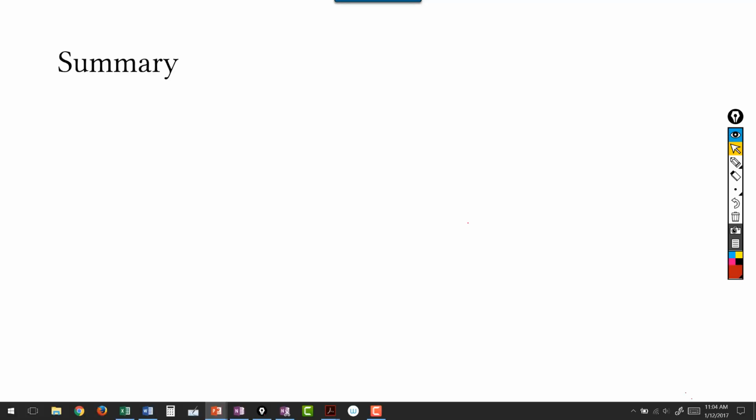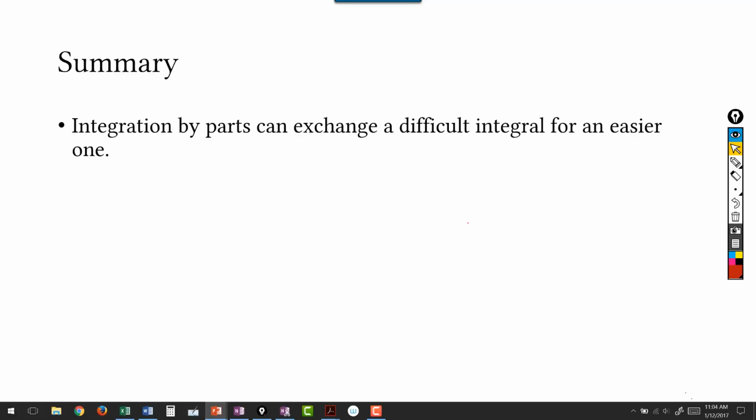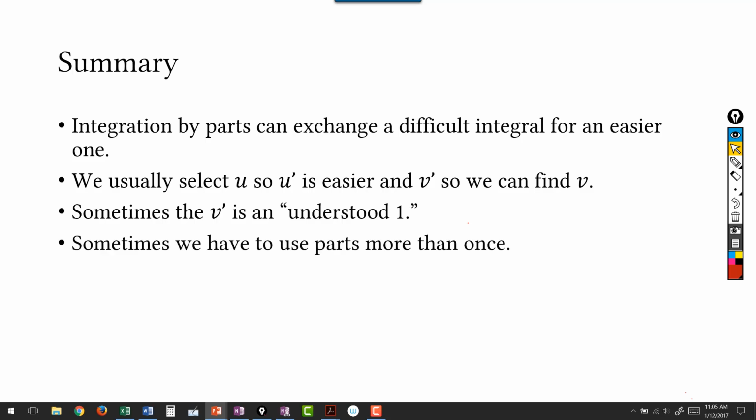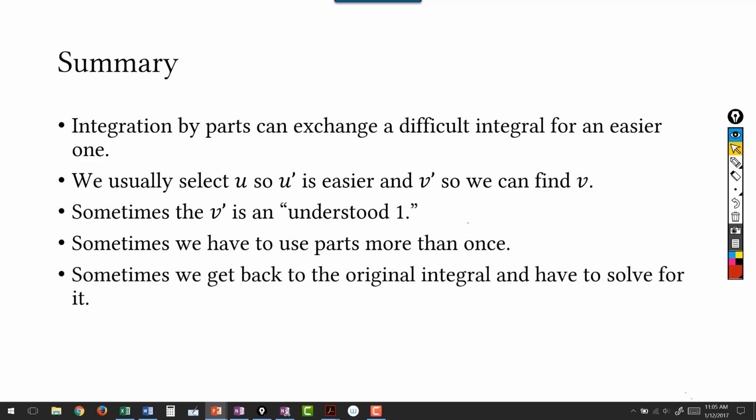So to summarize what we've done with integration by parts, the idea is that the formula can exchange a difficult integral for an easier one. The general guidelines for selecting u and v prime is that u should be taken so that u prime is simpler, and v prime has to be something we can integrate. Sometimes the v prime is kind of hidden. It's an understood one in the problem, and sometimes we have to use parts more than once. Sometimes we use parts more than once and end up back at the original integral, and then we have to solve for it using some algebra.